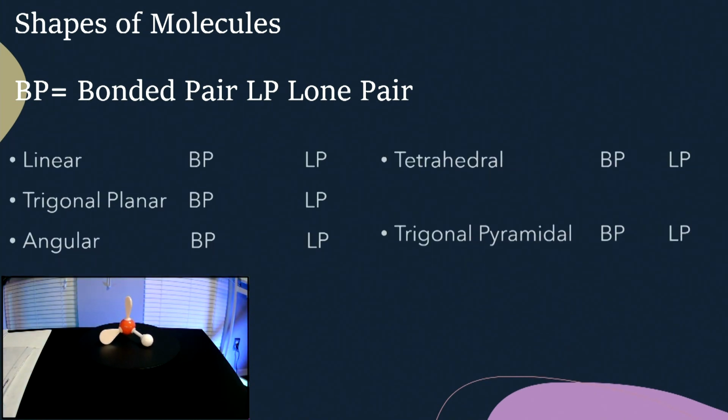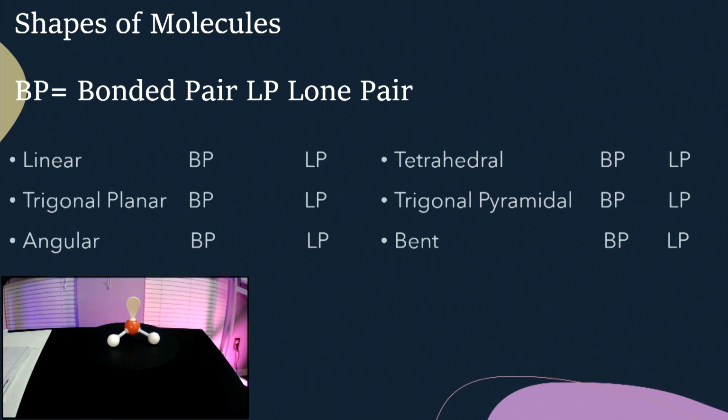So what I want to do now is just review what we've looked at. So we've looked at molecules where we've had 2, 3, and 4 domains surrounding our central atom. So if something is linear, it's going to have 2 bonded pairs and 0 lone pairs. If something is trigonal planar, it will have 3 bonding and 0 lone pairs. If it's angular or bent, could be referenced also, it will have 2 bonding pairs and 1 lone pair.